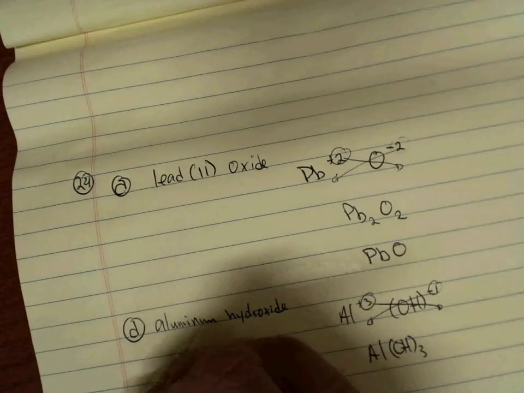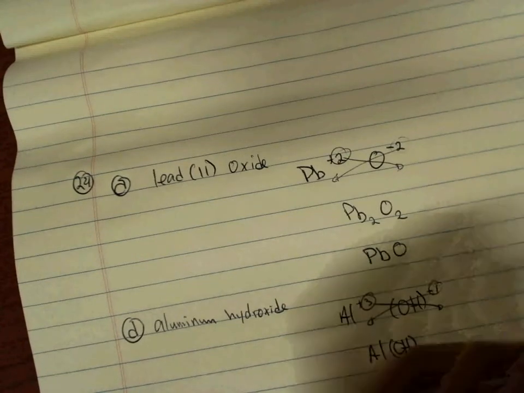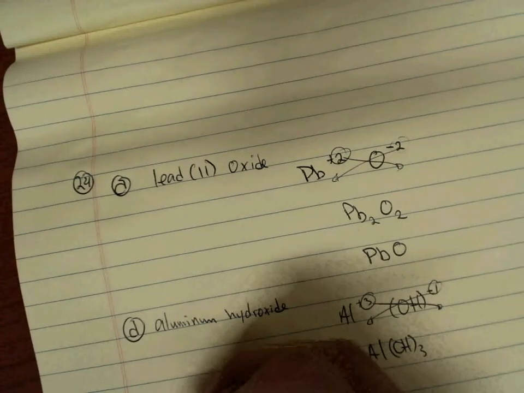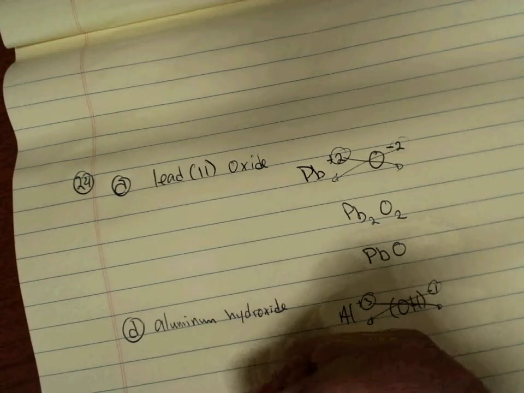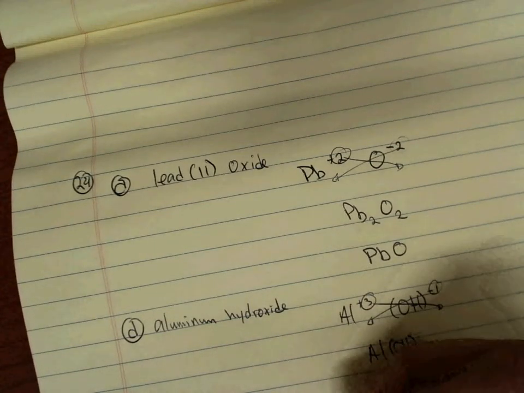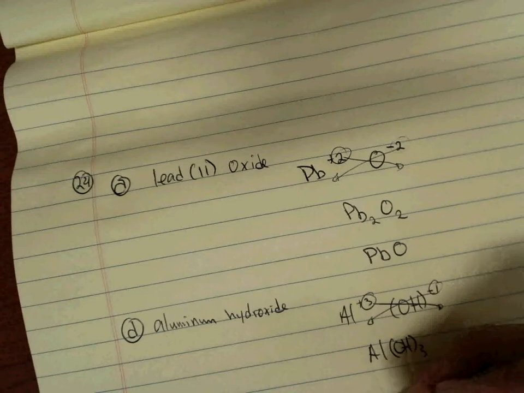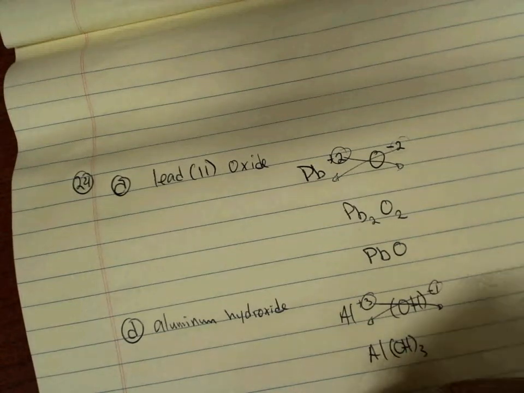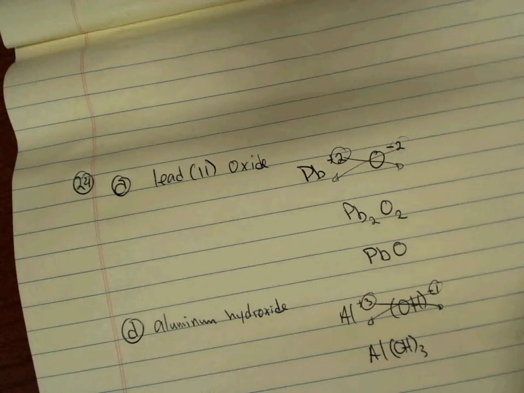Then I have F. F is copper 2 oxide. Copper 2 oxide, I have Cu for copper plus 2, O minus 2. We've done this before. I'm going to crisscross. I have to reduce my ratio, so I have CuO for copper 2 oxide.